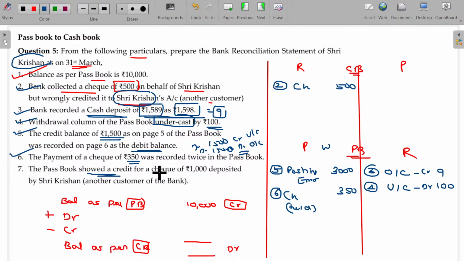And the passbook showed a credit for check of rupees 1000 deposited by Sri Krishnan, another customer's bank. Another customer's deposit is posted as receipts of this Krishnan, also wrong. Also wrong, 1000 rupees. Posting error. Actually, this 1000 rupees should be posted in some other customer's account, but posted here wrongly.